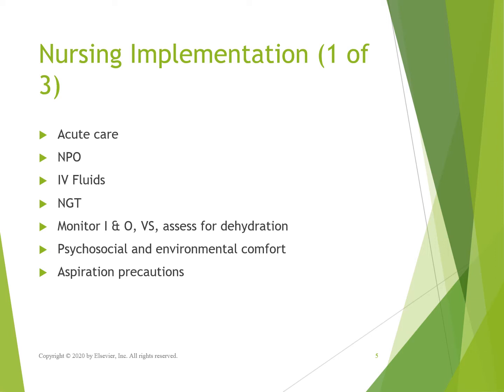Nursing implementation includes keeping the patient NPO. If the vomiting is very severe, we can implement IV fluids to help maintain a normal volemic state. We can also do an NG tube to help with gastric decompression, and then of course monitor I's and O's, vital signs, and monitor for signs of dehydration. We also want to implement aspiration precautions. We don't want patients to potentially aspirate on their own emesis or vomit.